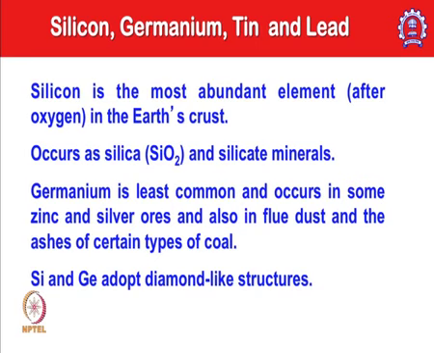some zinc and silver ores in trace quantities and also in flue dust and the ashes of certain types of coal. Silicon and germanium do not show allotropic forms other than existing in the form of diamond-like structures. Tin mainly occurs as cassiterite, that is SnO2, from which metallic tin is obtained by using one of the standard methods of reduction. The main ore of lead is galena, that is sulphide ore.